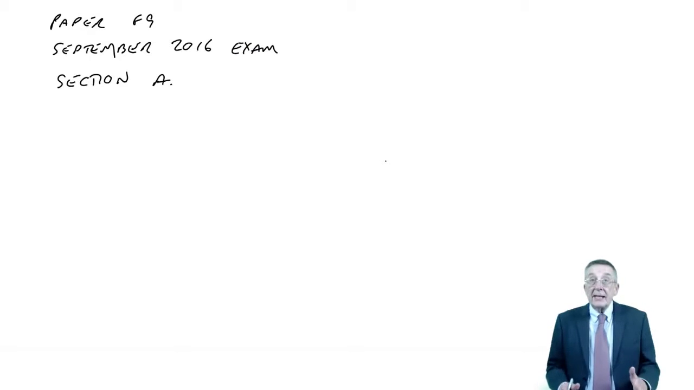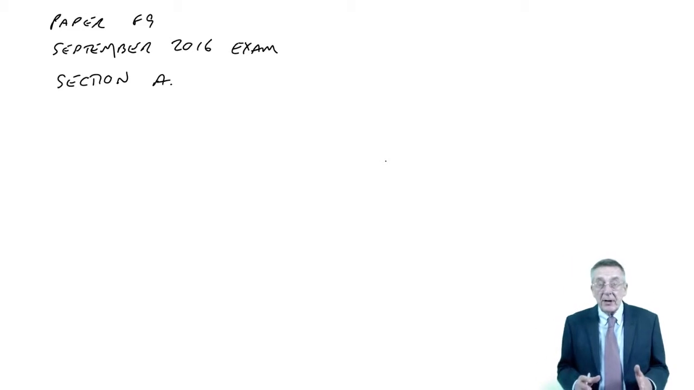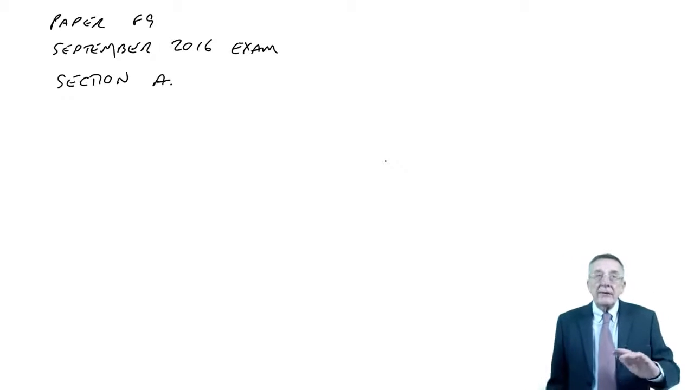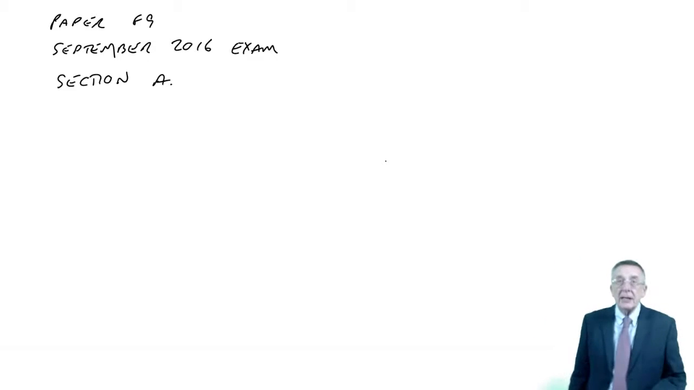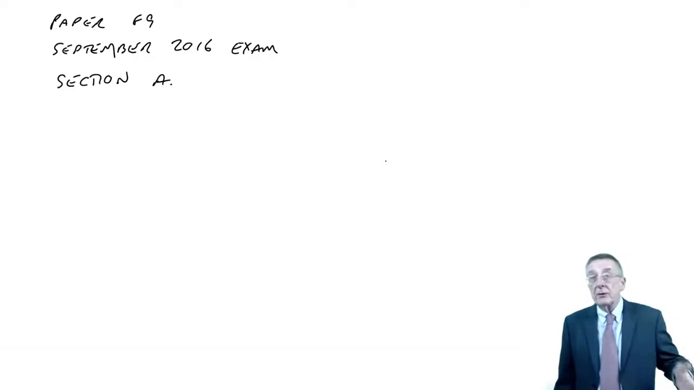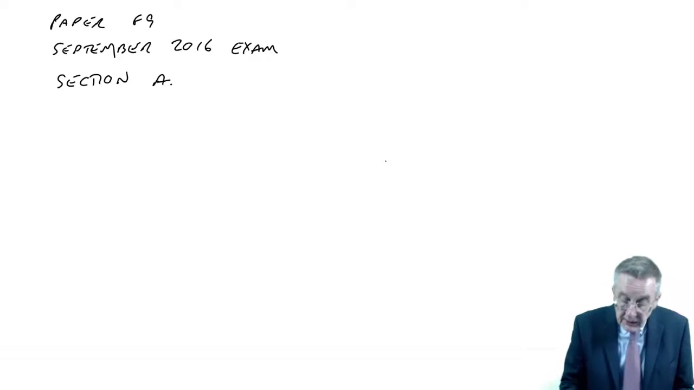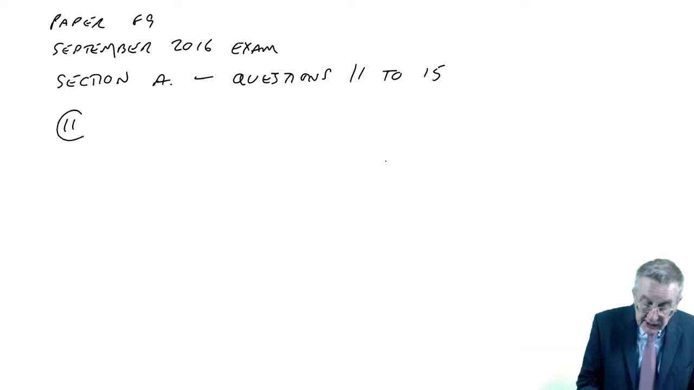Alright, this is the third lecture on Section A of the September 2016 Paper F9 exam. And if you've watched the previous two, you'll know I'm going through 5 at a time. So the first lecture we went through questions 1 to 5, the second I went through 6 to 10. And so the last one, we'll go through questions 11 to 15. We'll finish it off. So let's make a start. Number 11.